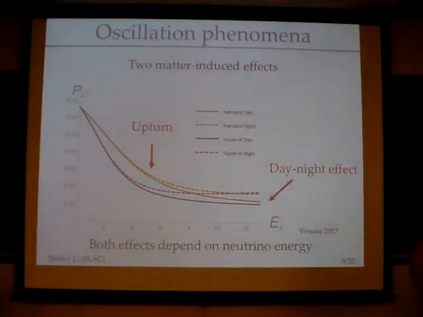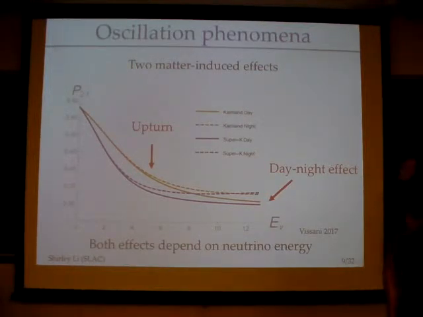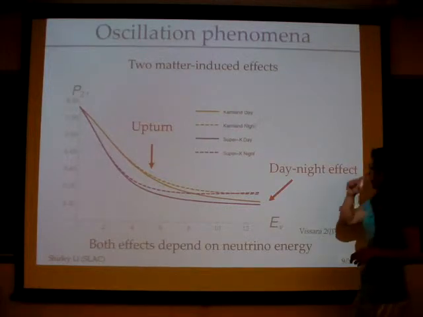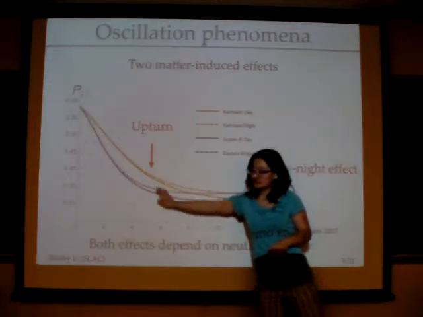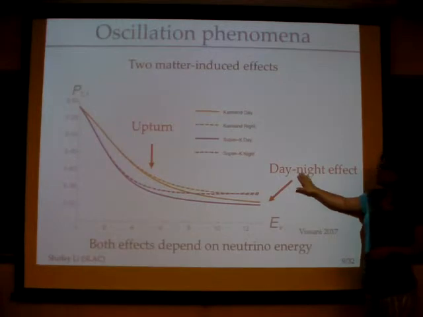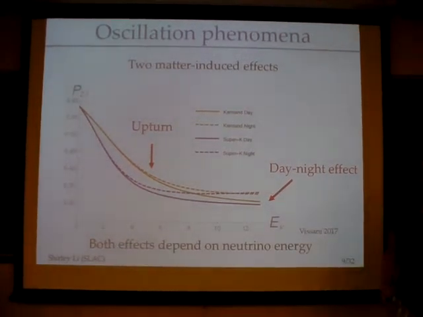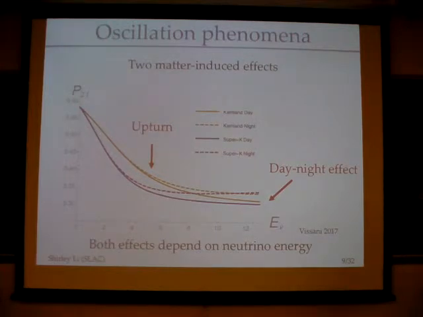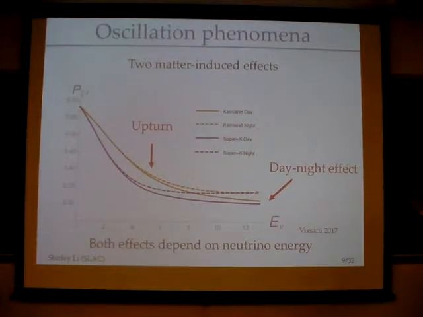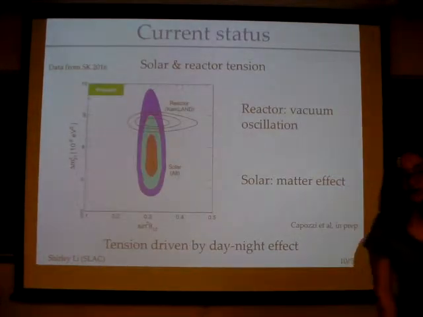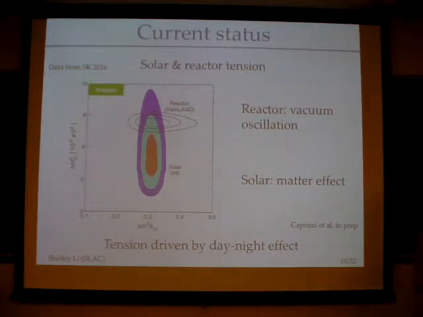Okay, any questions at this point? No? Okay, so basically there are two effects we can look for. One is the upturn at lower energy. The other is the difference between day and night solar neutrinos reaching us. Unfortunately, there's no figure where I can lay data points on top of this figure, so the result is summarized by this.